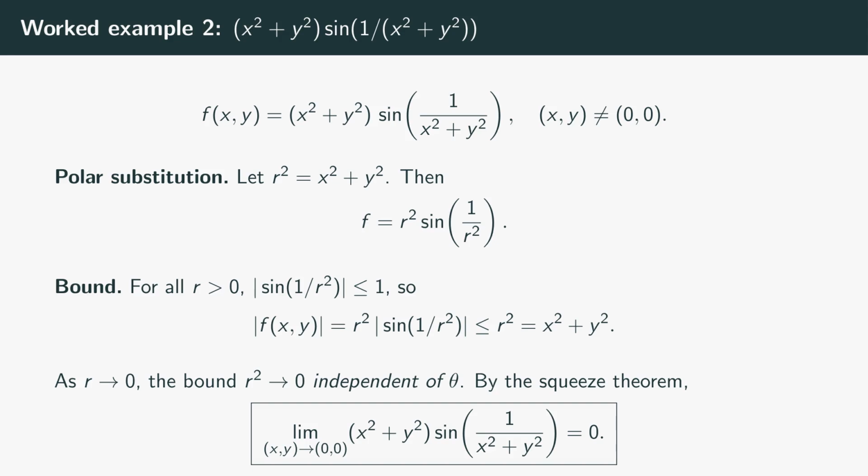A textbook limit exists problem. Let f of x, y equal the quantity x squared plus y squared times the sine of 1 over x squared plus y squared, defined everywhere except the origin.